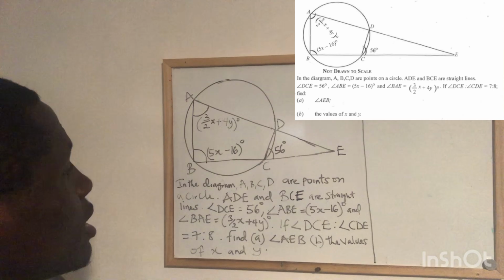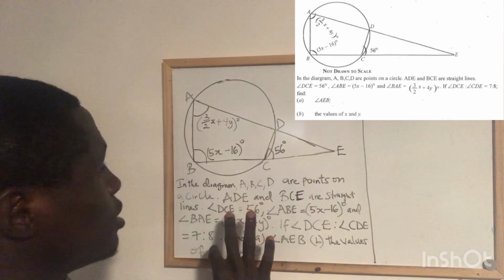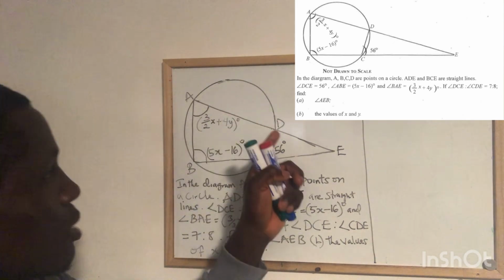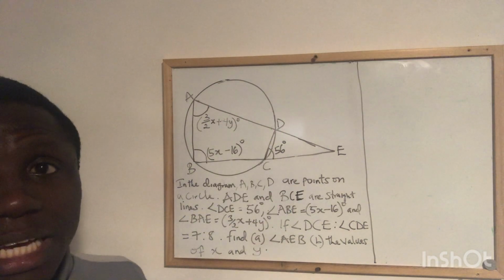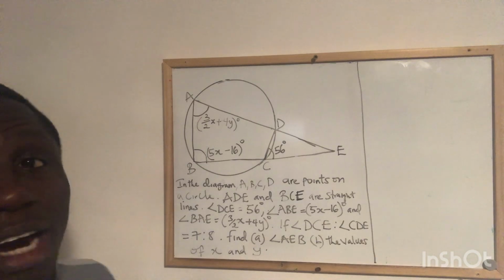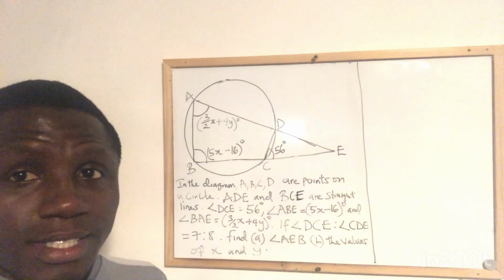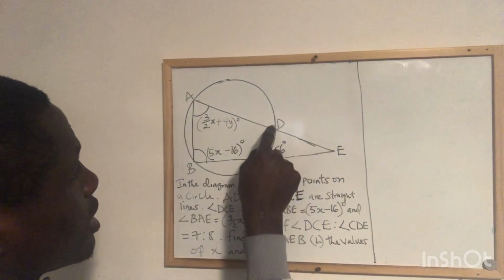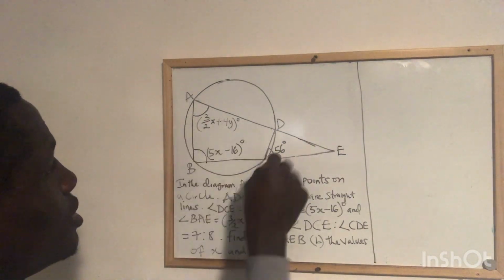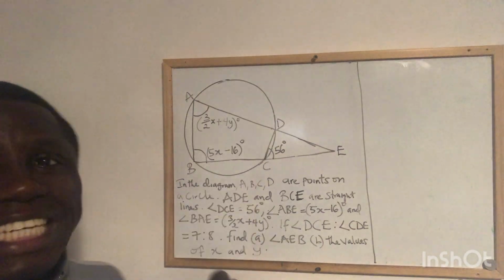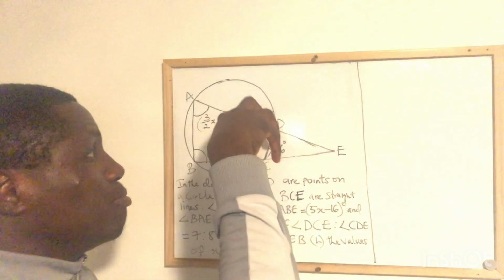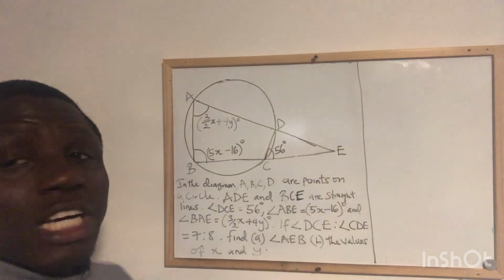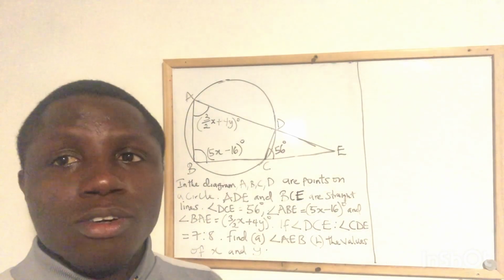Now, we are given a diagram. This is circle geometry, whereby a quadrilateral is inscribed in a circle. A quadrilateral is a shape that has 4 sides and 4 angles. You can see A, B, C, D. These are the 4 angles of the quadrilateral, and that quadrilateral is inscribed in a circle. So this kind of geometry is known as a cyclic quadrilateral.